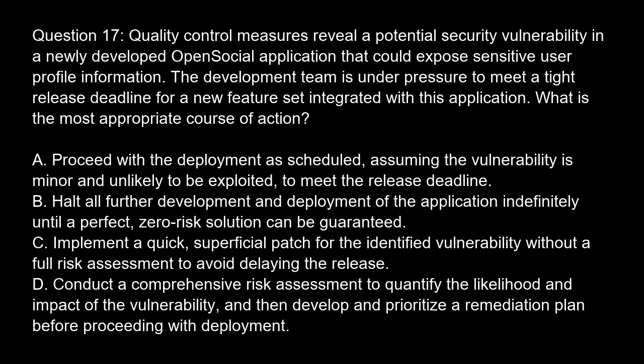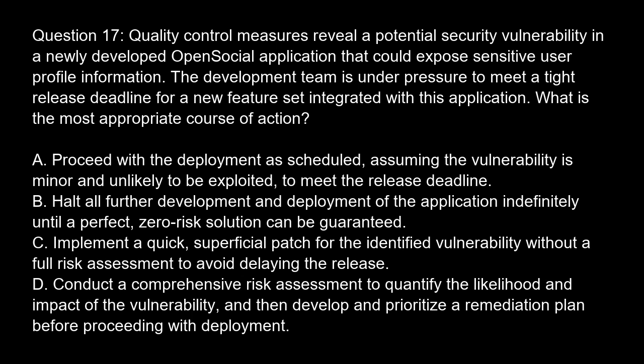Question 17. Quality control measures reveal a potential security vulnerability in a newly developed OpenSocial application that could expose sensitive user profile information. The development team is under pressure to meet a tight release deadline for a new feature set integrated with this application. What is the most appropriate course of action? Option A. Proceed with the deployment as scheduled, assuming the vulnerability is minor and unlikely to be exploited, to meet the release deadline.